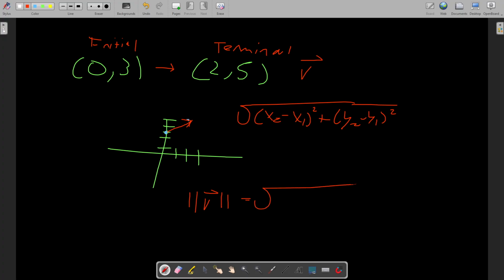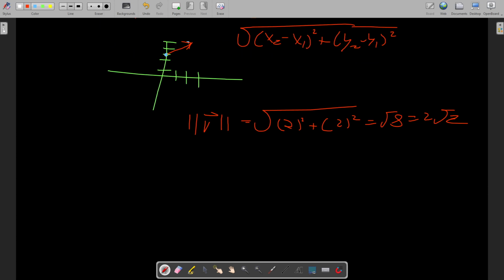Using this, we can say the magnitude of our vector is 2 minus 0, which is 2, squared, plus our 5 minus our 3, so that's also going to be 2 squared, which would be the square root of 8, which equals 2 root 2. Now, how does this tie into the unit vector I mentioned? Well, a unit vector is something that has a magnitude of 1. Okay.